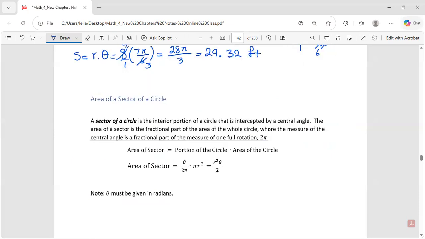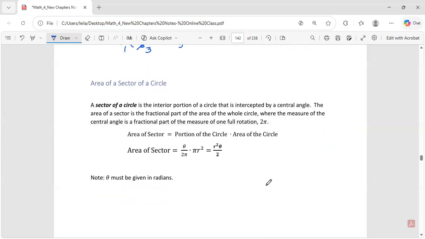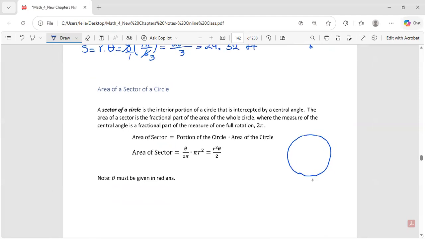Area of a sector. If we have a sector of a circle, so we have a circle, it has a central angle, where the arc length is S, the radius is R, and the angle is theta. If they ask us to find the area of this sector, which is a portion of the circle, we're going to use a formula.